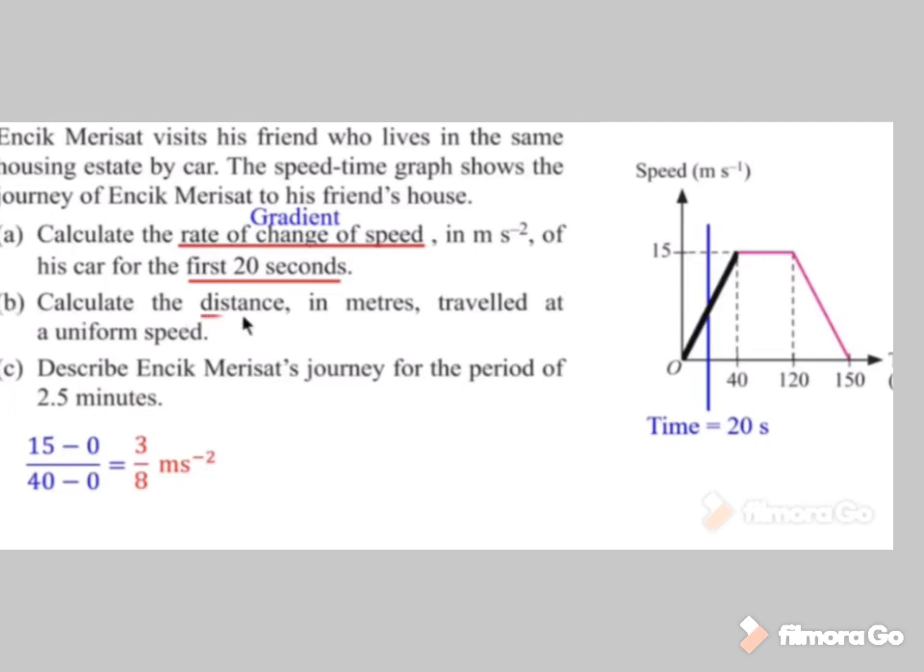For part B, calculate the distance. Distance means area, in meters, traveled at a uniform speed. So we need to find the area under the line in blue. The area is a rectangle with a length and a width. So 120 minus 40 times 15. The answer is 1200 meters.